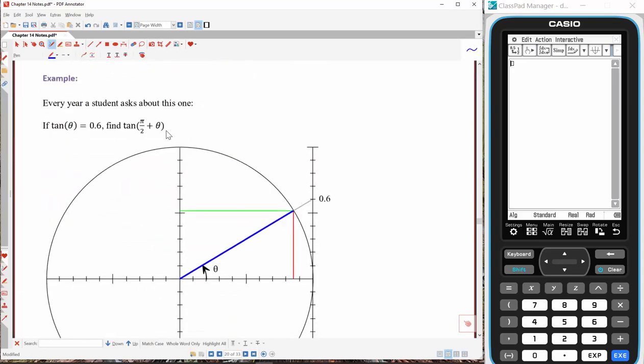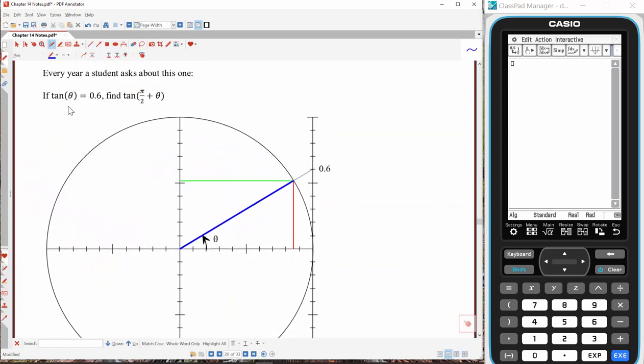Every year a student asks about this one. So if tan of theta equals 0.6, find tan of pi on 2 plus theta. So we're starting at pi on 2 and we're going to go theta. Whatever this is, that's how far we're going to go. So let's have a look at this triangle here and note a few things. I'm going to draw this triangle rather large. That's 0.6. This distance here is 1. So I'm going to draw that over there. Let's just try it with a straight line. No, it looks roughly the same.